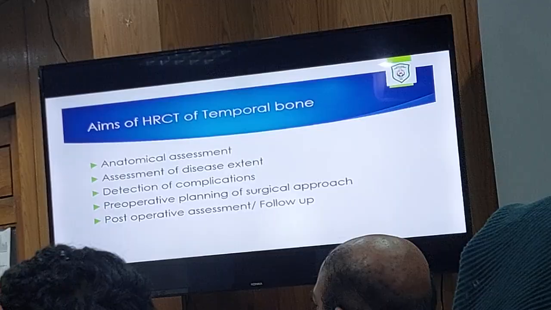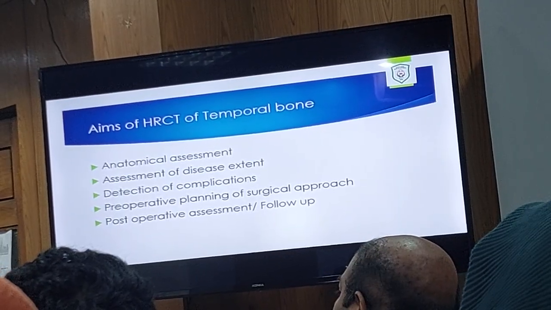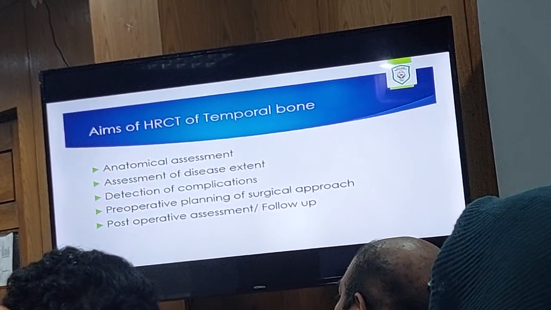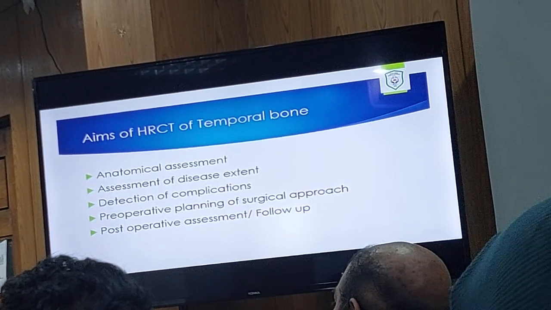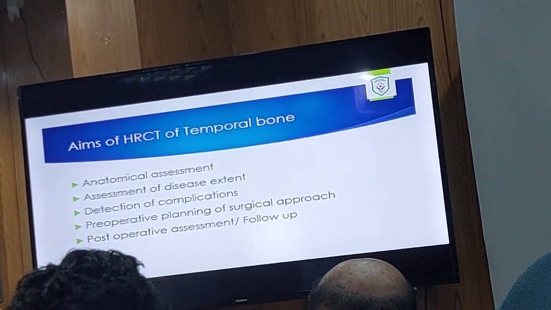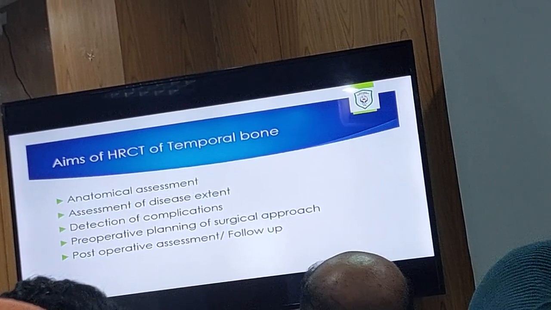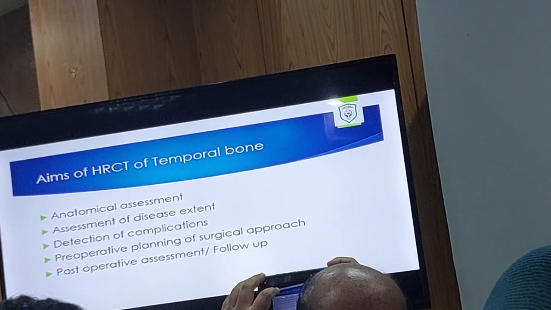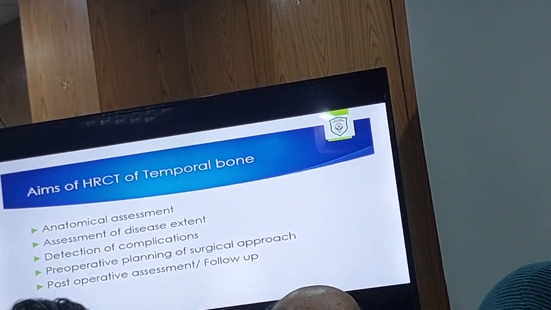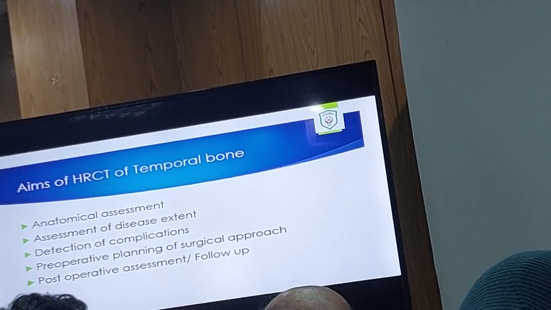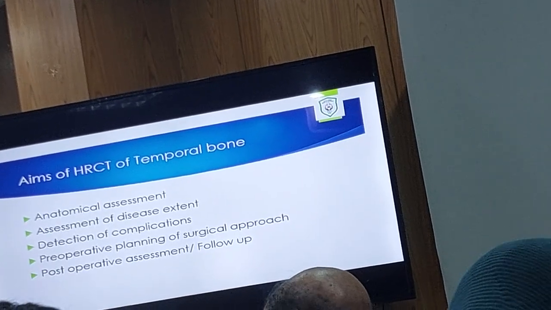In case of a previous slide, we look at the assessment of the anatomy, normal anatomy, pathological extent, and what complications may arise.